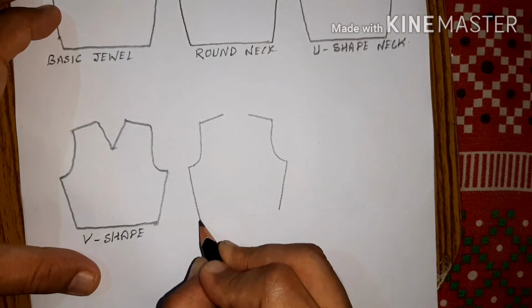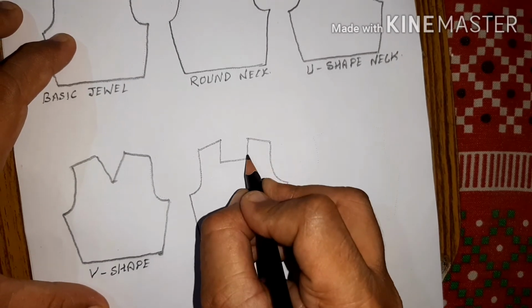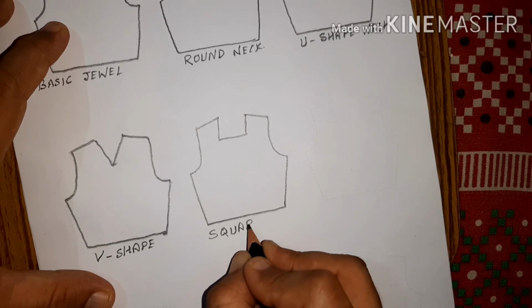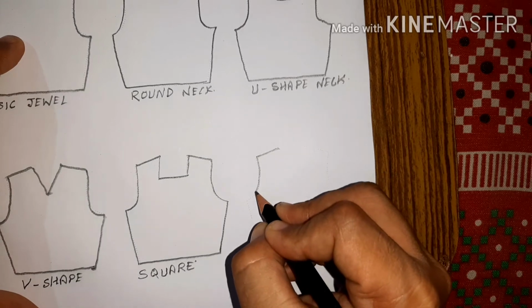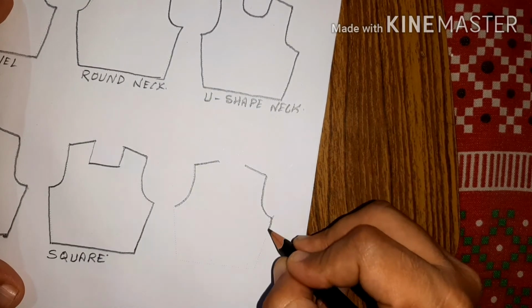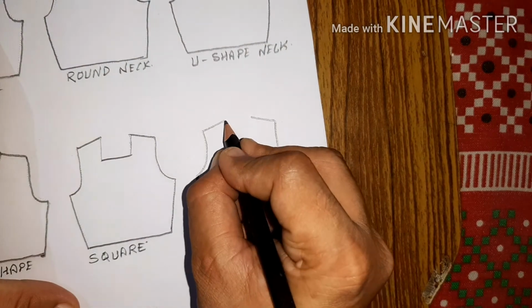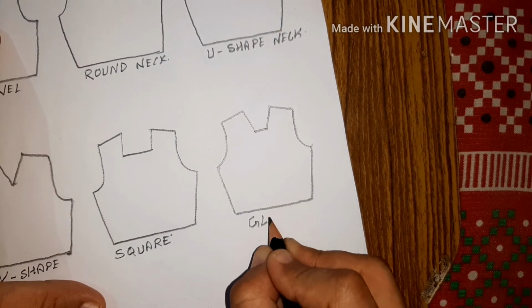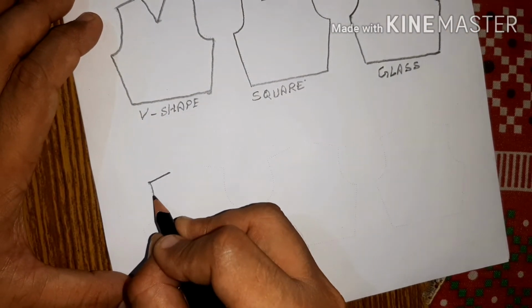Next is the square neckline. This is a very straight neckline, not suitable for people who have a narrow bust size, and it is generally used in female garments. If a narrow bust line lady wants to use the square neckline, she should use it in a glass shape, a little bit bent like a V. So the glass neckline is suitable if you want to use the square neckline with a narrow bust size.